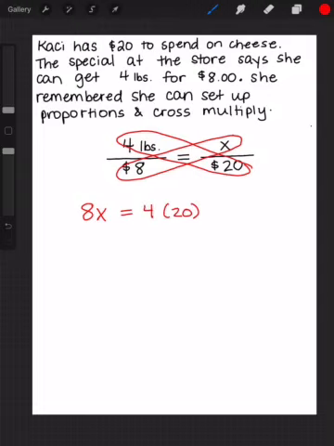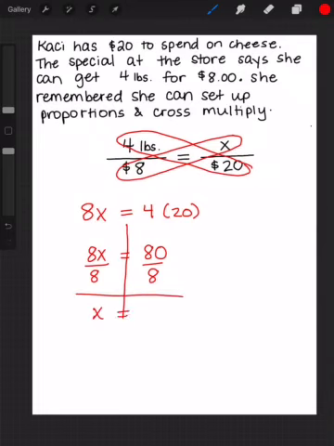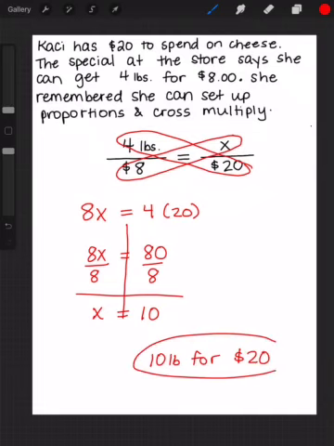So if I go ahead and simplify that out, I have 8x equals 4 times 20 is 80. Divide by 8 on both sides, and I have x equals 10. So that tells me then I can get 10 pounds for $20. Okay? Simple enough. Let's take a look at another one.